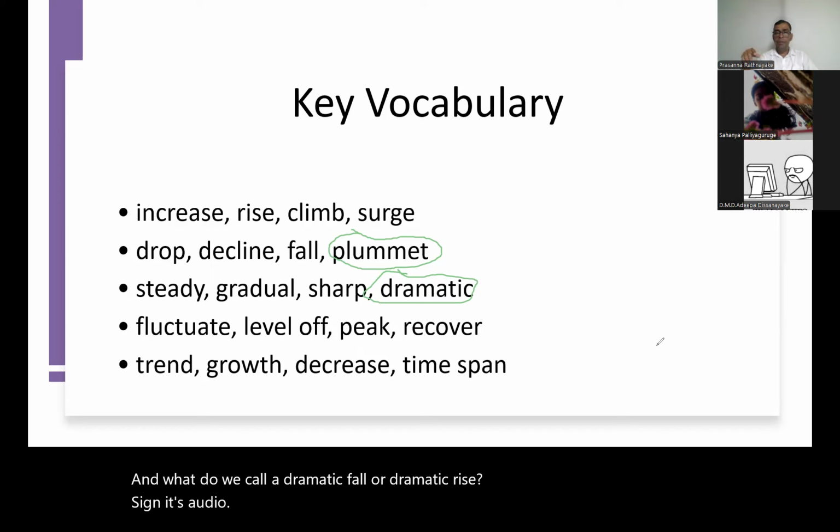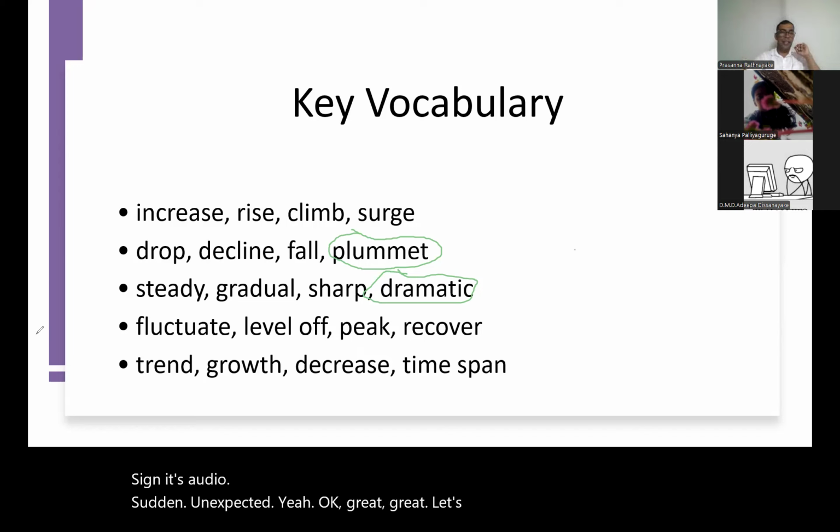Unexpected change. Well, dramatic, sudden, unexpected. Yeah, okay, great. Let's move on to the next slide and see what we are going to do right now.